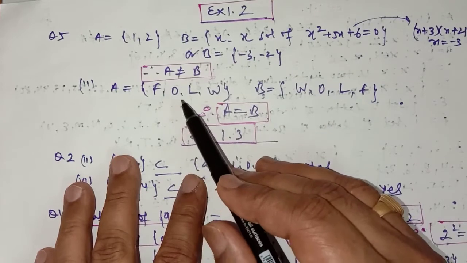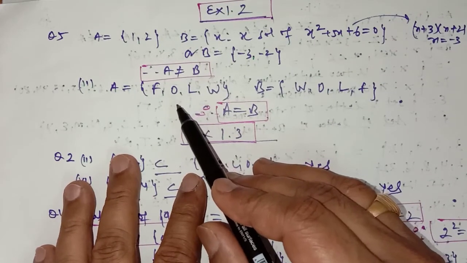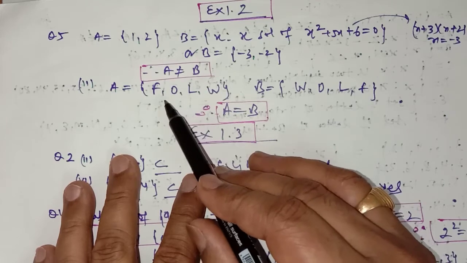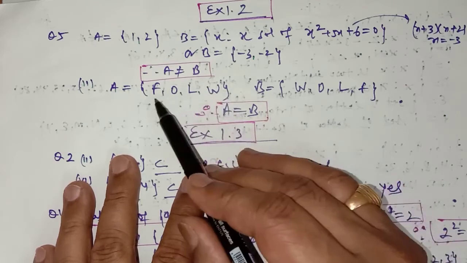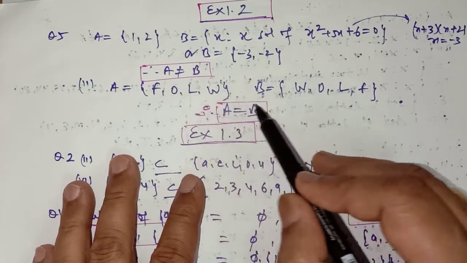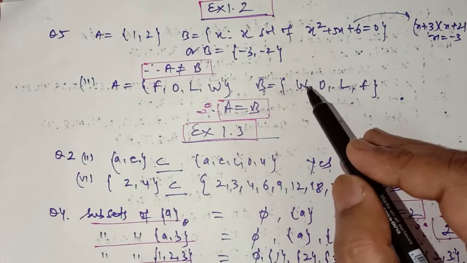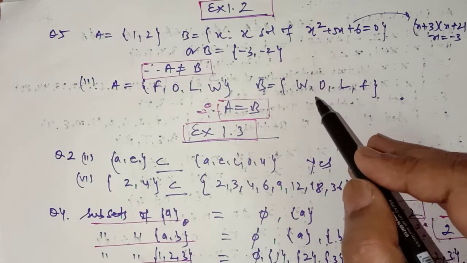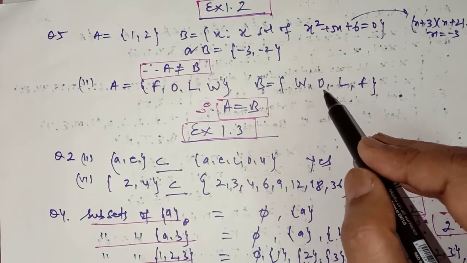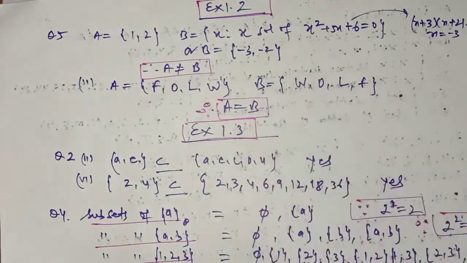In the second part, first of all convert the set builder form of set A, which is F, O, L, W, into roster form, which has 4 elements in it. And set B is given as the letters of the word wolf: W, O, L, F. So the elements are the same in both these sets, which means these sets are equal.